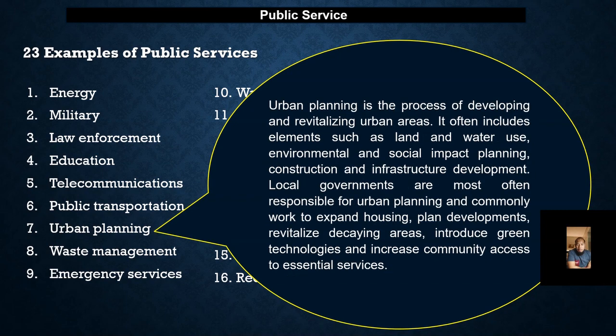And urban planning in the 7th. Urban planning is the process of developing and revitalizing urban areas. It often includes elements such as land and water use, environmental and social impact planning, construction and infrastructure development. Local governments are most often responsible for urban planning and commonly work to expand housing, plan developments, revitalize decaying areas, introduce green technologies, and increase community access to essential services.